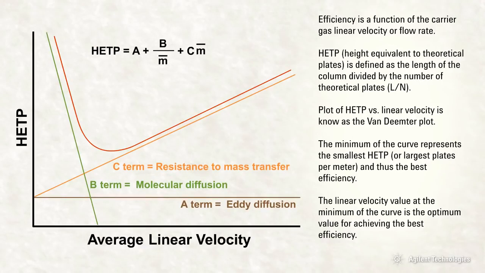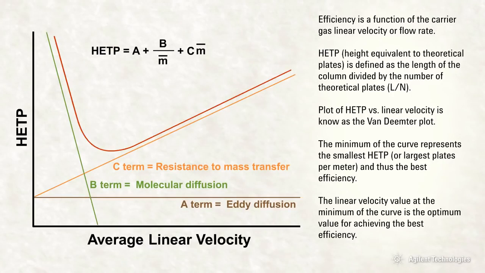From the plot, one can determine what column flow rate or linear velocity to use for an analysis to yield the most efficient peaks. Van Deemter originally plotted this as the height equivalent to a theoretical plate, called HETP, versus average linear velocity. HETP is defined as the length of the column divided by the number of theoretical plates.